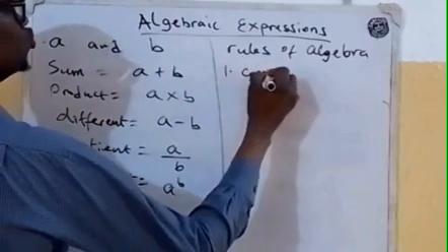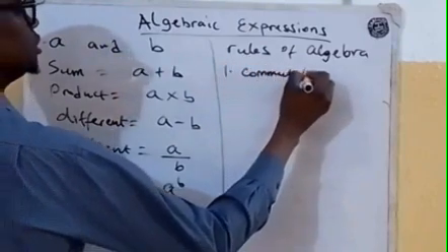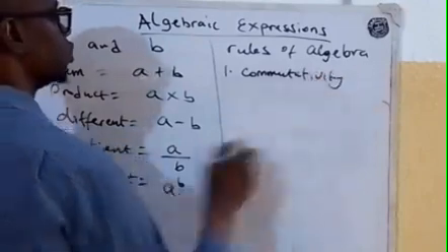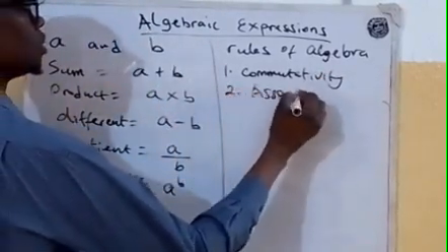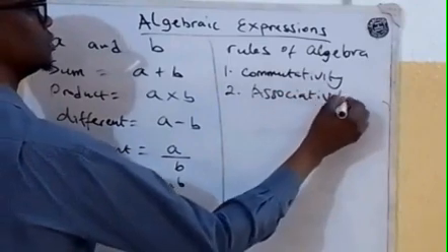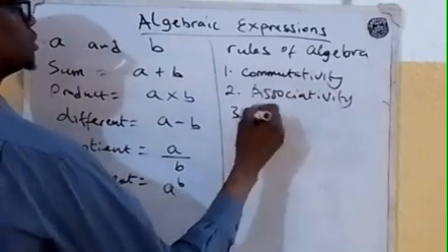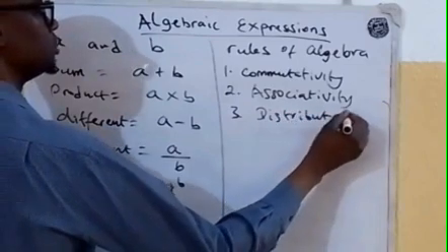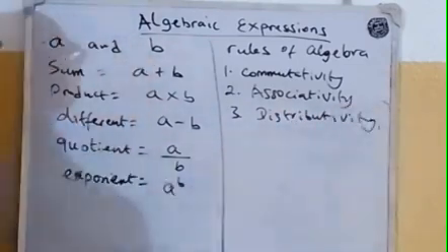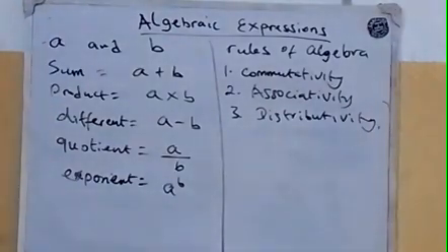Algebra obeys commutativity. I won't go into this in detail because it's in that video. Associativity and distributivity. So these operations can be done using algebra. I encourage you to go and check out that video uploaded already.